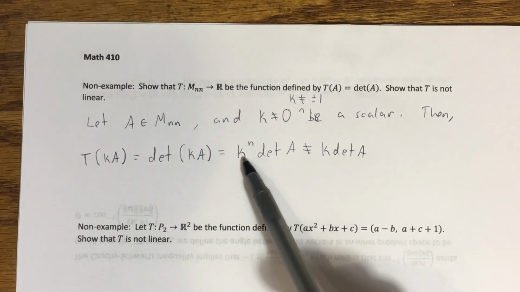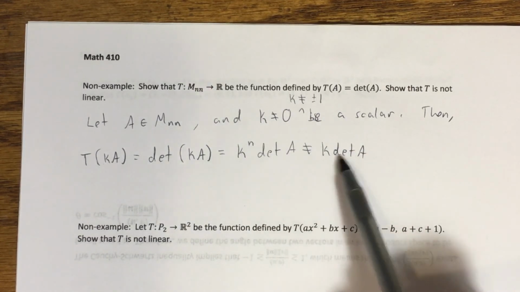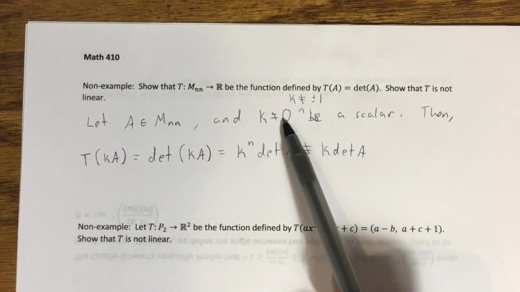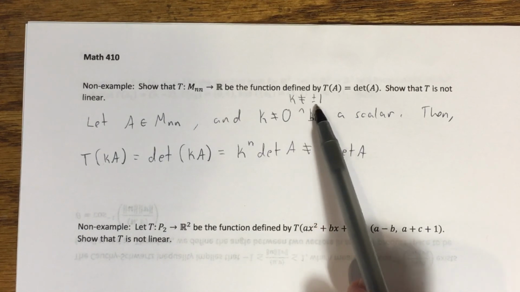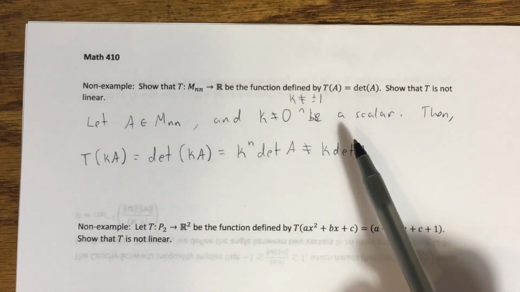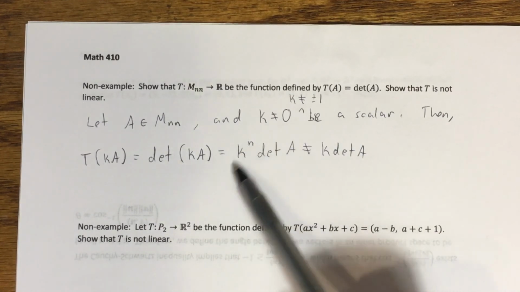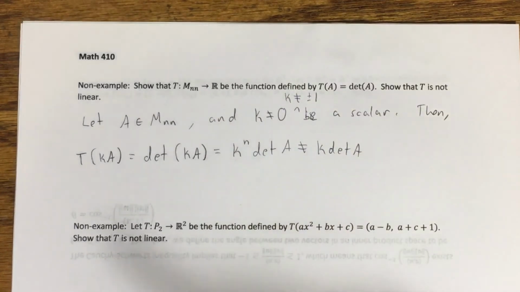If k is equal to 0 or 1, then k to the n is equal to 0 or 1 respectively. So this would in fact equal this in the case where k is 0 or 1. The reason I'm also ruling out k equals -1 is because if n is an even number, then k to the n would also equal k in that case. But in any other case, if k is equal to something other than 0 or plus or minus 1, these two things will not be equal to each other.